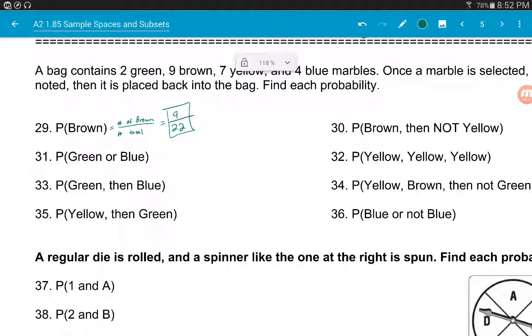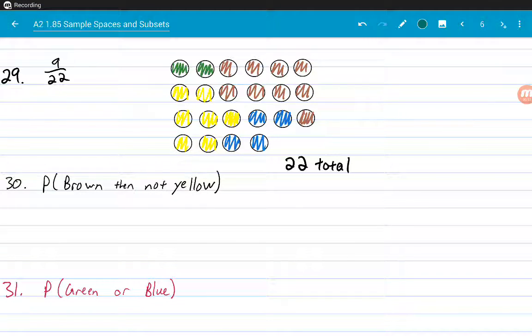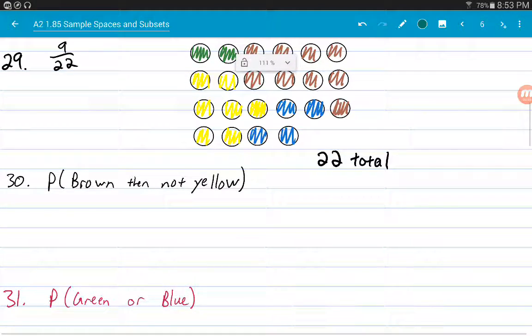Now for question number 30, it's a little more complex. We need the probability of brown, then not yellow. So hold on one sec. Okay, we're back. I wanted to give you a graphical diagram of what this looks like. These are the marbles that we're talking about. So we agreed for 29 that it was 9 brown out of 22 total. Now for question 30, the probability of brown, then not yellow.